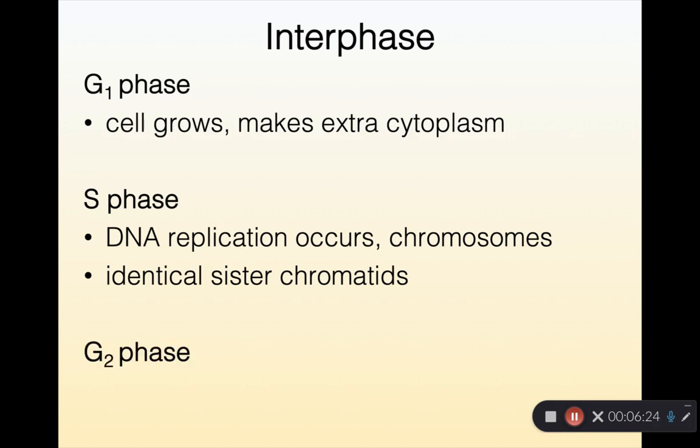And then lastly, we have the G2 phase. And that is basically where the cell is preparing for division. So the first two phases are creating extra cytoplasm. The S phase, which is most important there, is where DNA replication is occurring, and the G2 phase is really the last preparatory step before actual cell division.